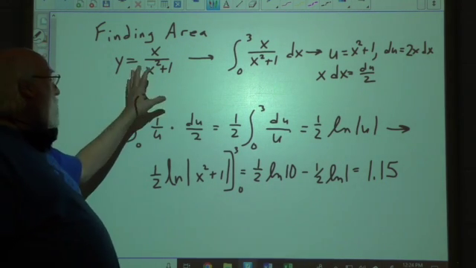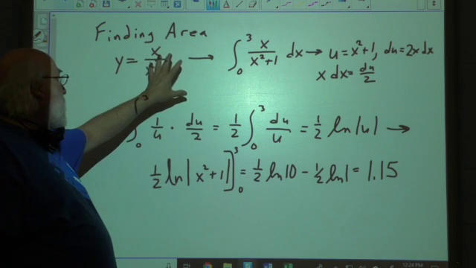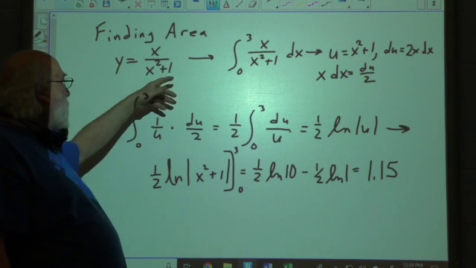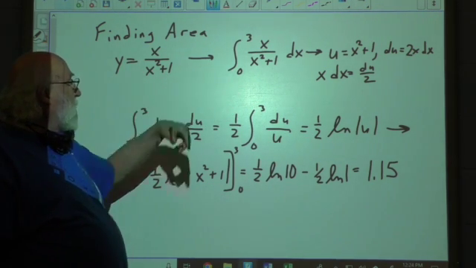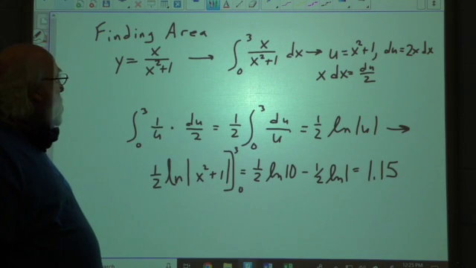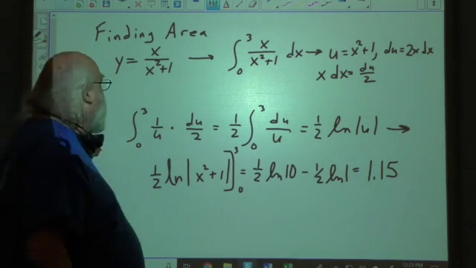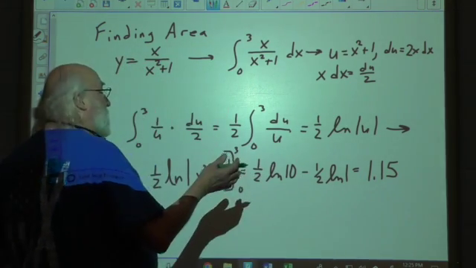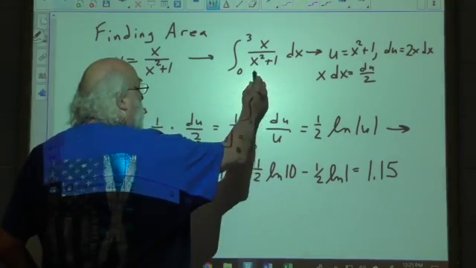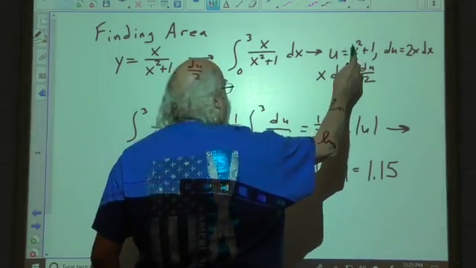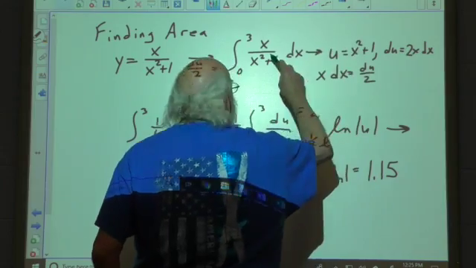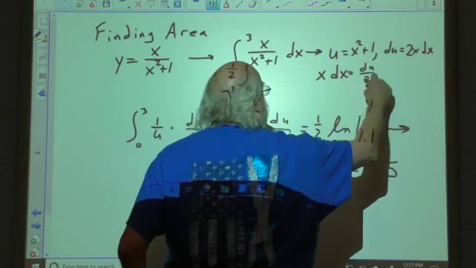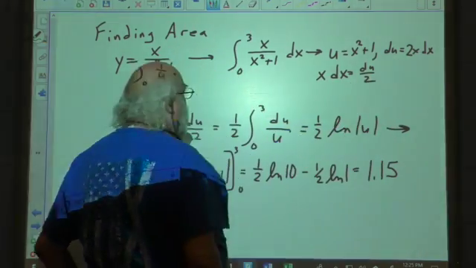In finding an area, it's the same idea. If we were trying to find the area of a region that is defined by this, and is going from x equals 0 to x equals 3, or y equals 0 to y equals 3, and probably the x-axis on top of that. Anyway, so finding this, we make u this value right here, then we derive u, and that gives us 2x dx, and since we have just plain x dx, we're going to divide that by 2, so x dx is du over 2.